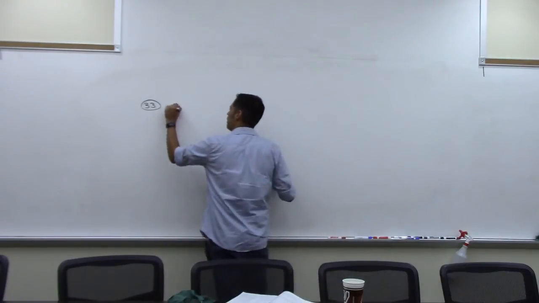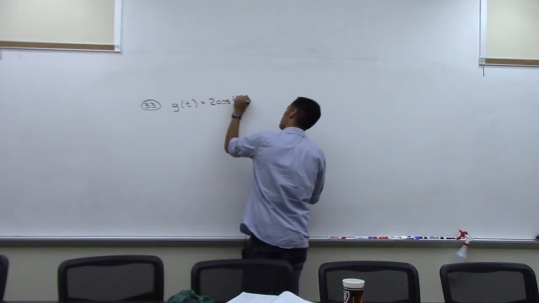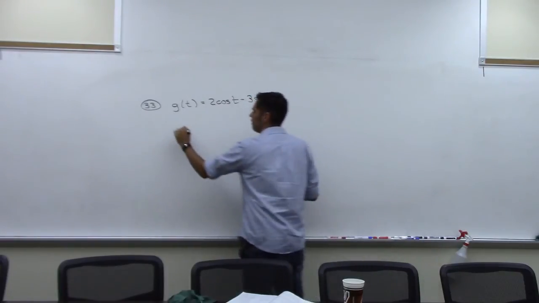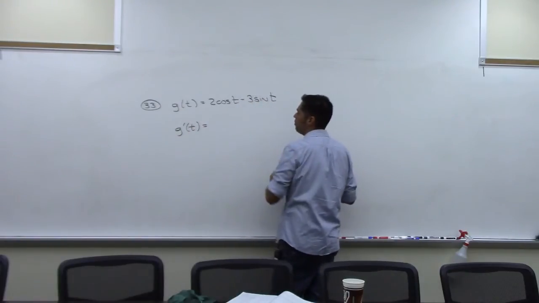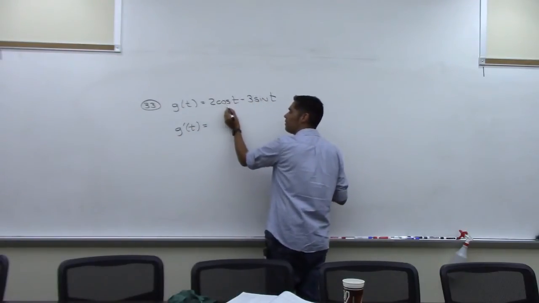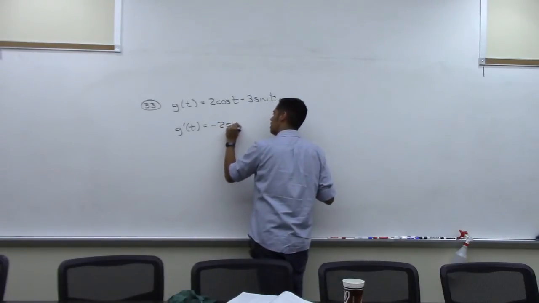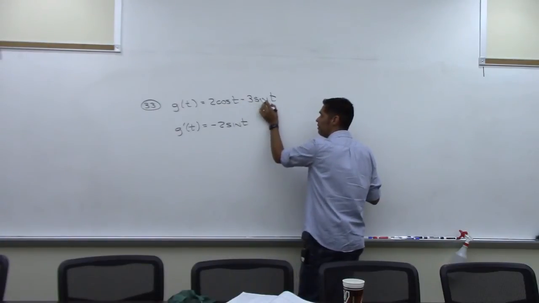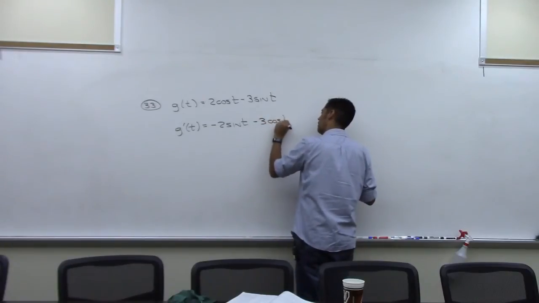g of t is 2 cosine t minus 3 sine t. All right, the first derivative, 2 terms, so I'm doing one by one. 2 is going to come down. Derivative of cosine t is negative sine t. That's going to change that to a negative 2 sine t. And then here, the minus 3 is going to come down. Derivative of sine of t is cosine t. So I get negative 3 cosine of t.